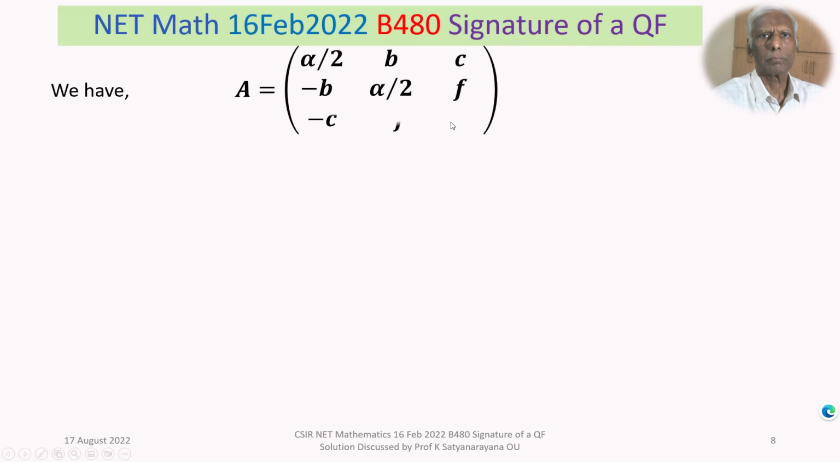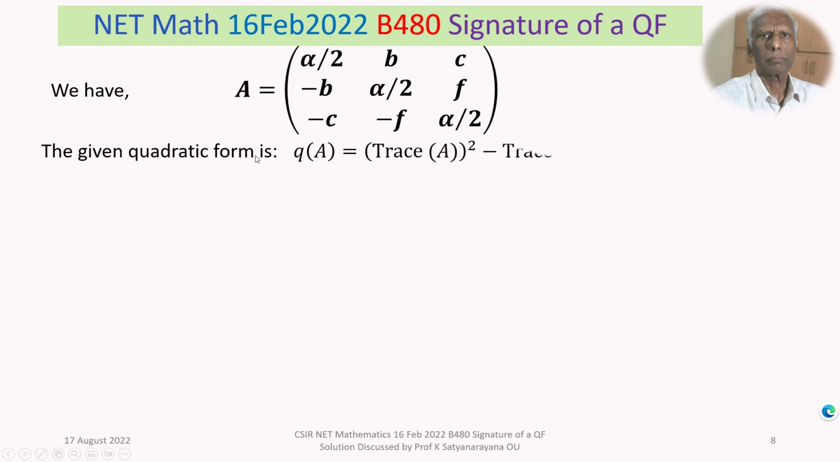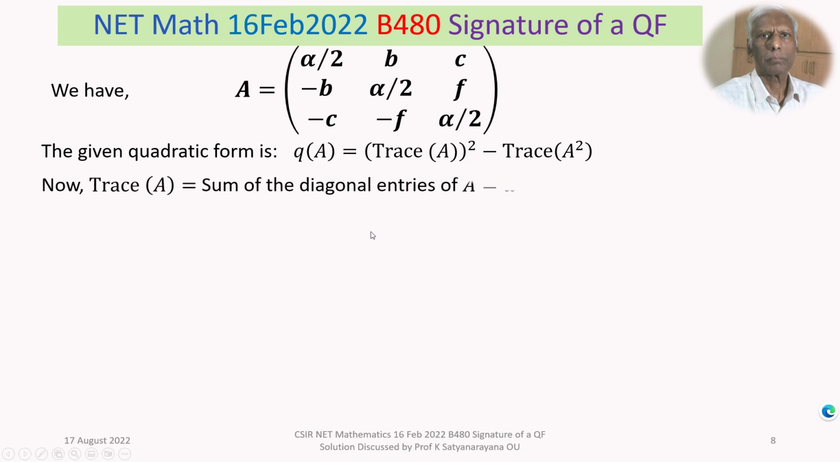We have this matrix, agreed, and the given quadratic form is Q of A is equal to trace of A whole square minus trace of A square. And the trace of A is known. The trace of A is the sum of the diagonal entries, alpha by 2 plus alpha by 2 plus alpha by 2, that is 3 alpha by 2.